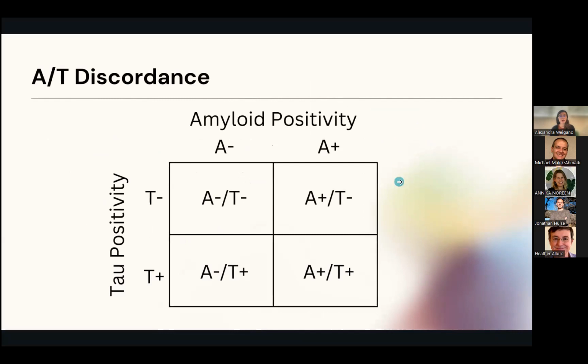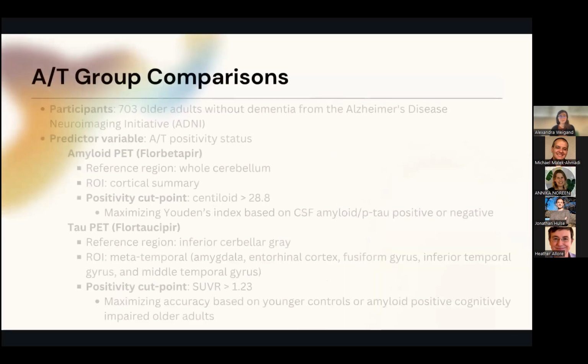So this is just a depiction of how to categorize those two groups. We can have individuals who are amyloid negative or positive and individuals who are tau negative or positive, resulting in these four possible groupings. Again, I didn't use neurodegeneration here. I was really focused on amyloid and tau positivity. And you can see that we have an A-T- group, or a no pathology group, two discordant groups, as I call them, where amyloid is positive and tau is negative, or conversely, amyloid is negative and tau is positive, or a group with both pathologies, A+ and T+.